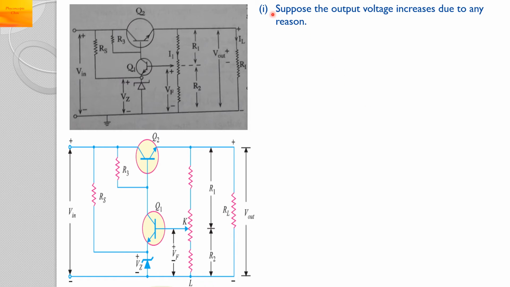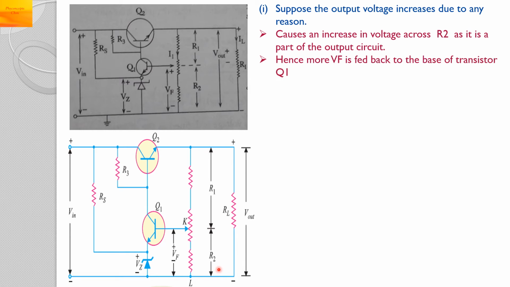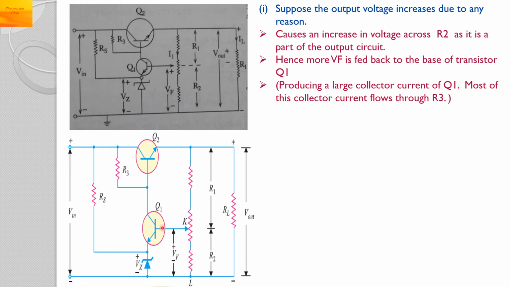Suppose, in the first case, that the output voltage increases due to some reason. If Vout increases, it causes an increase in the voltage across R2, as it is a part of the output circuit. That means the feedback voltage has increased. This VF voltage is fed back to the base of the transistor Q1, so it has increased. This will produce a large collector current of Q1.